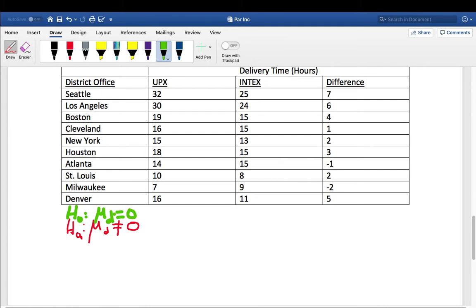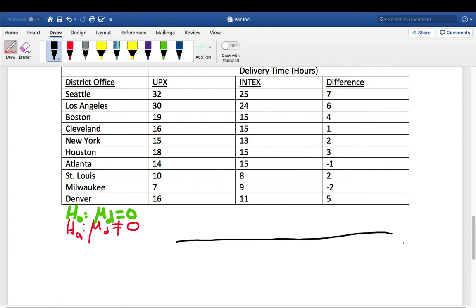If the difference in delivery times is equal to 0, it means there's no difference. It means that both companies do about the same job. If the difference does not equal 0, it means one company is faster and the other company is slower. So this is going to lead, using the critical value approach, to a two-tailed test.